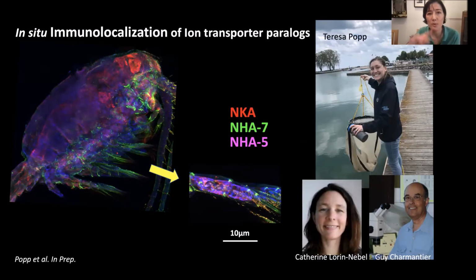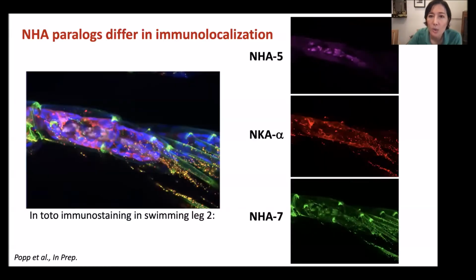So what we did is we performed in situ immunolocalization of the ion transporter paralogs in the osmoregulatory tissues. And what we find is, especially when we look at the legs, which are like the gills, they osmoregulate by flapping, by using their legs, we find that the different gene paralogs show very different patterns of in situ localization, like where they're expressed, and very big differences in the degree of expression in different osmoregulatory tissues. So that was really interesting.